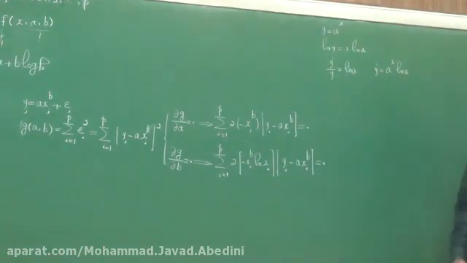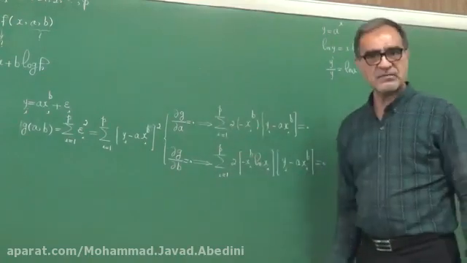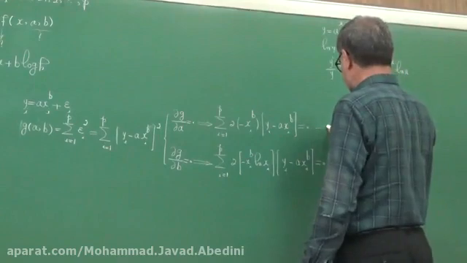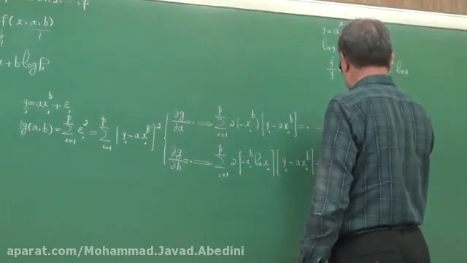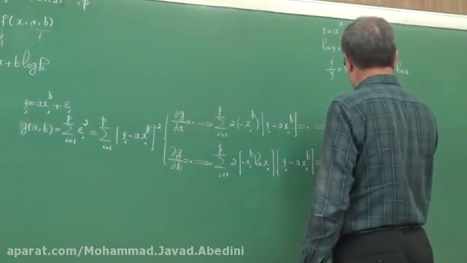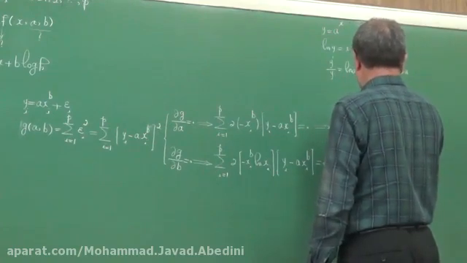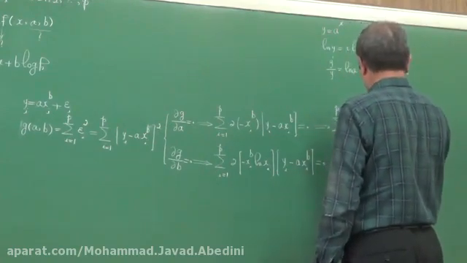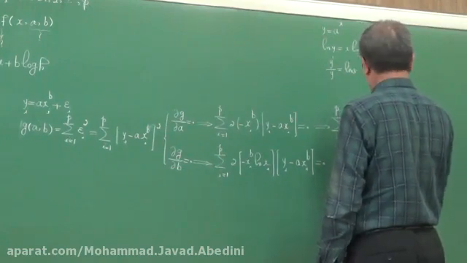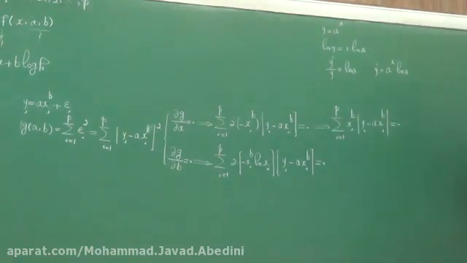What happened? This minus 2 cannot be 0. Forget about it. Xi to the power of b times yi minus a xi to the power of b. That is your first equation.